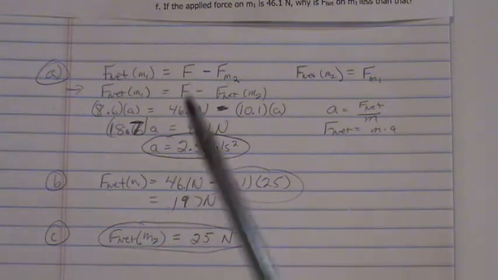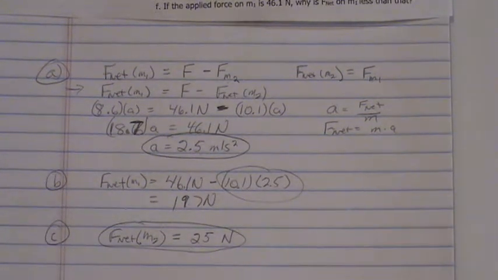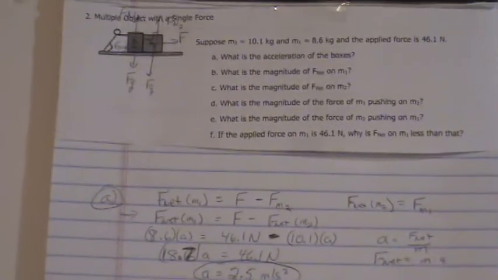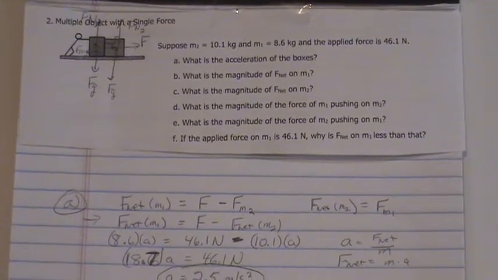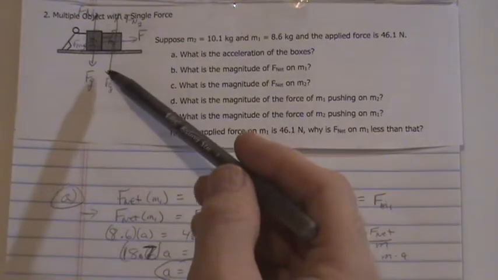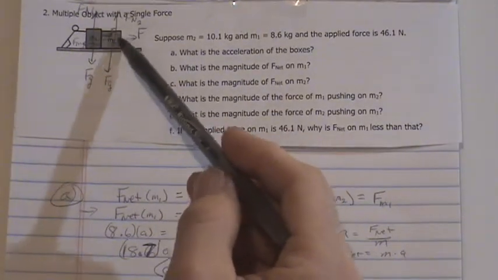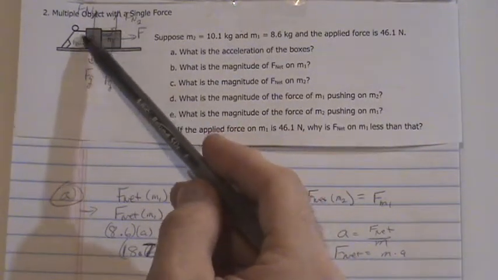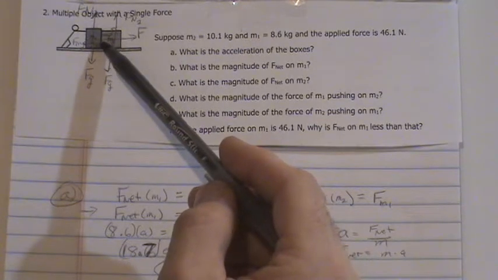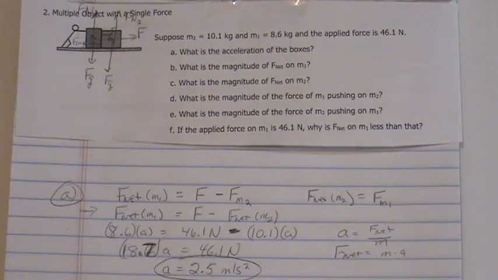In any case, this is the sort of treatment that you would get if we have multiple objects being pushed or pulled with one force. These things will have exactly the same acceleration, just because it's the contact forces between them that are causing those accelerations to be identical, and you should be able to work through the problems.